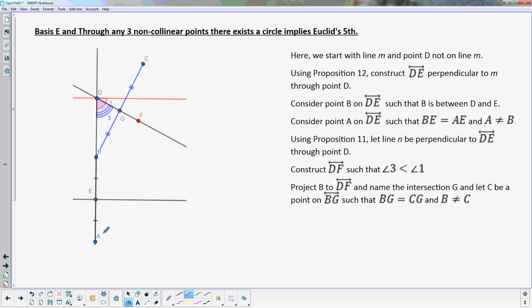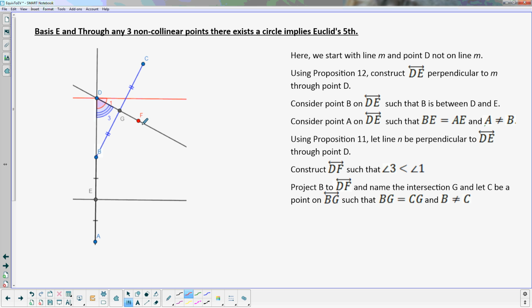The next thing I want to do is to project point B to line DF. My line BG is going to intersect DF at point G, and there's no stipulation that point G is between D and F. It can be outside of it. There's no problem there. Just in this representation, it's in between.